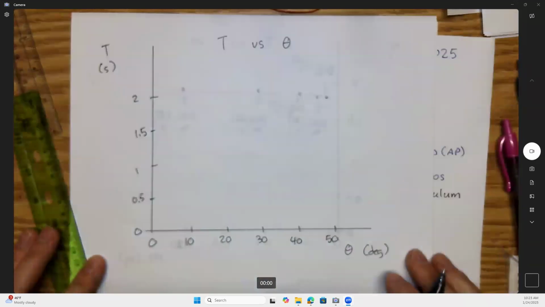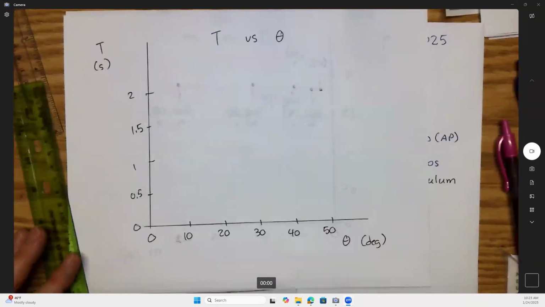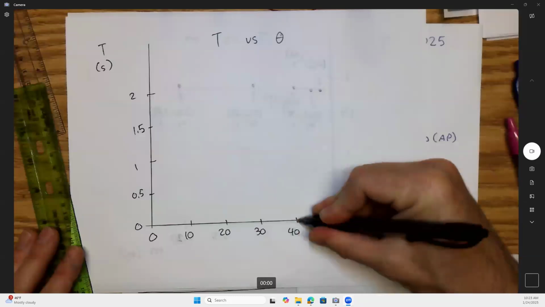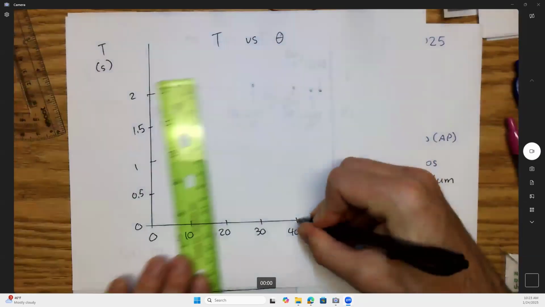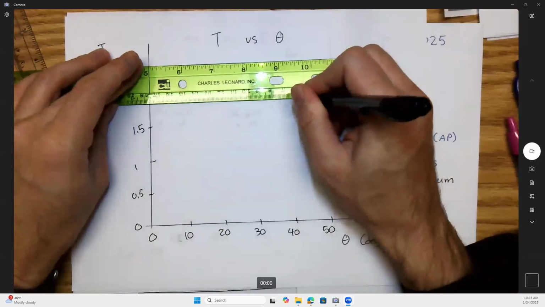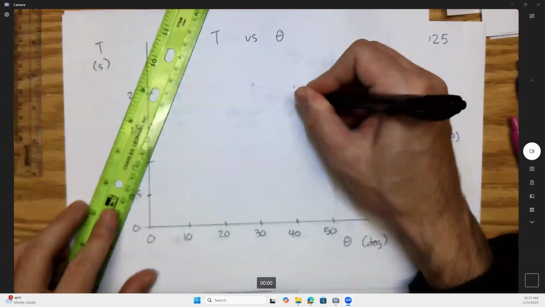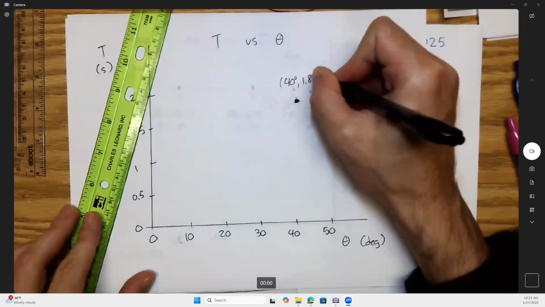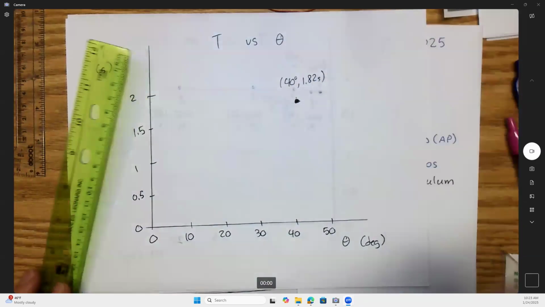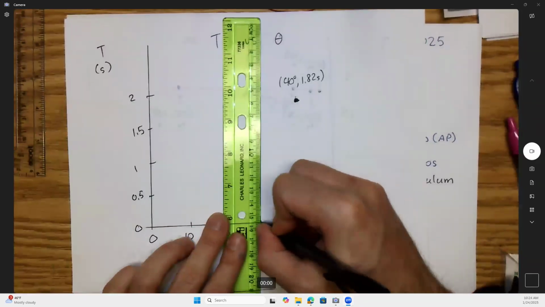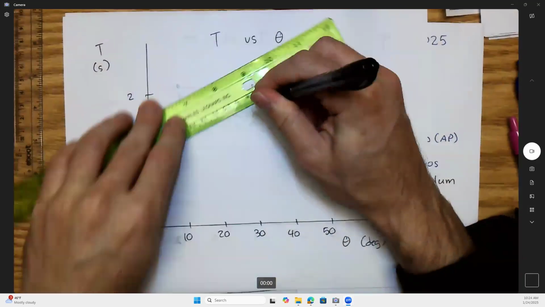All right, let's get some coordinates. What's one coordinate going to be on this graph? 40 degrees. And what? 1.82 seconds. Right about there. So 40 degrees, 1.82 seconds. All right, what's the next coordinate? 30 degrees and 1.81 seconds.